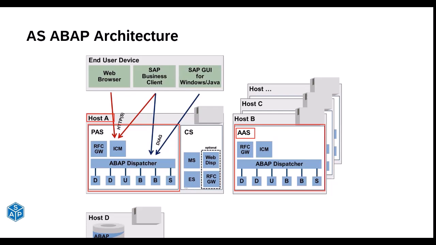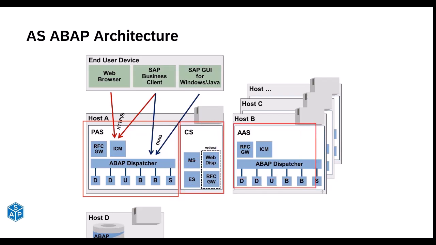Central instance and dialog instance. See, it is there in front of you. These are the three types: primary application server, central services server, and additional application server. These are the three types of instances we have.